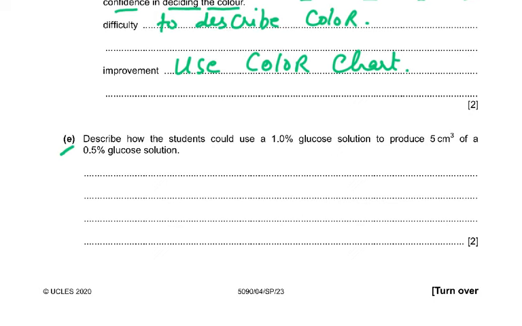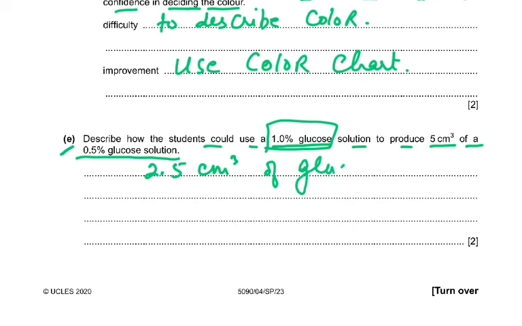Part E says describe how the students could use a 1.0% glucose solution to produce 5 cm cube of a 0.5% glucose solution. So how would you dilute it? And this is a very new thing in the new syllabus. So you have a 1% glucose solution. You take 2.5 cm cube of this 1% glucose solution, and then you add what? You add 2.5 cm cube of distilled water.